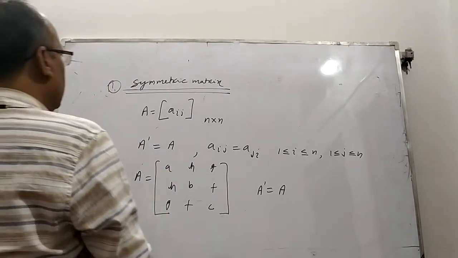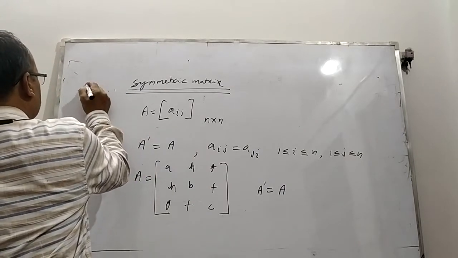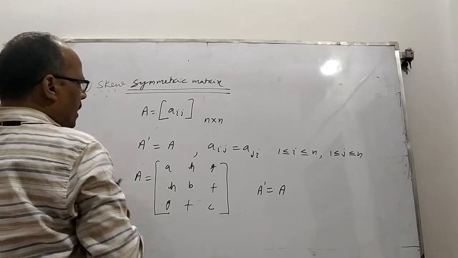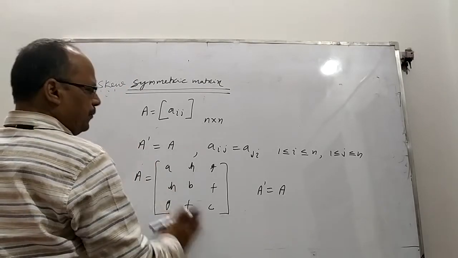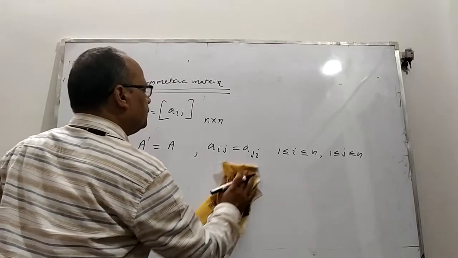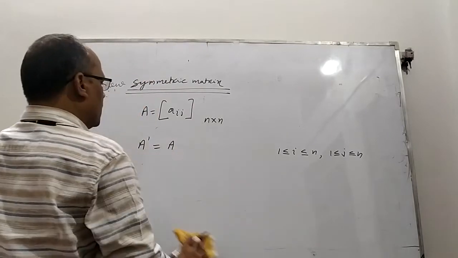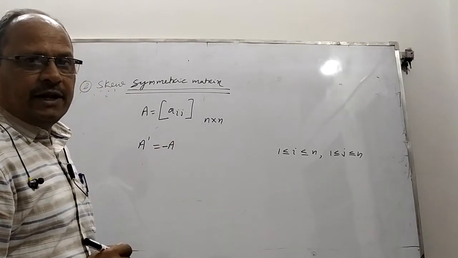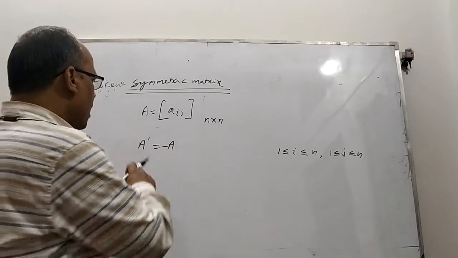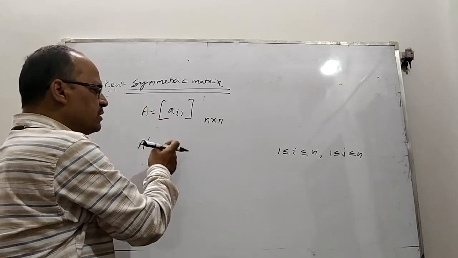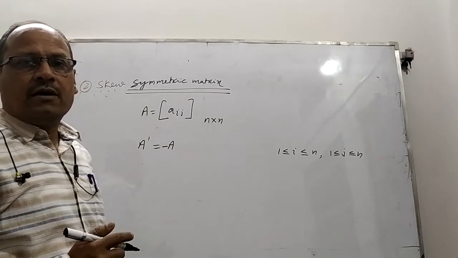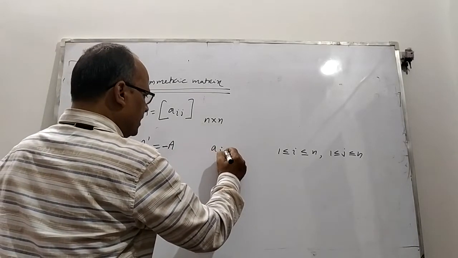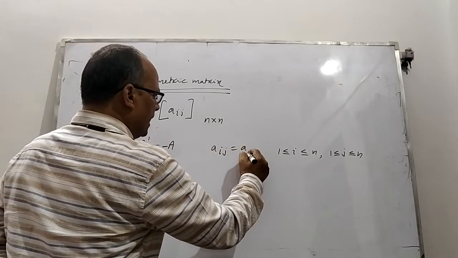Okay. Now see the skew-symmetric matrix. If the transpose of any matrix is equal to minus A, the negative of the same matrix, meaning after transposing you get the negative of this matrix, then it is known as the skew-symmetric matrix. Here the condition is Aij equal to Aji.